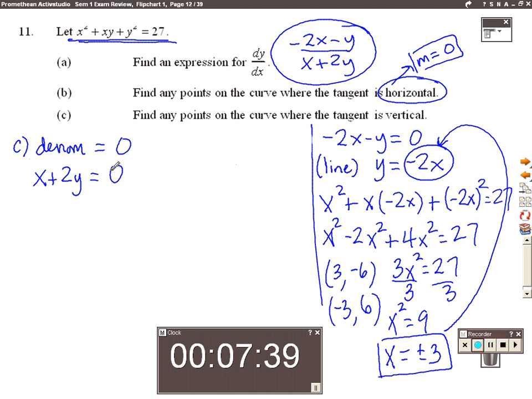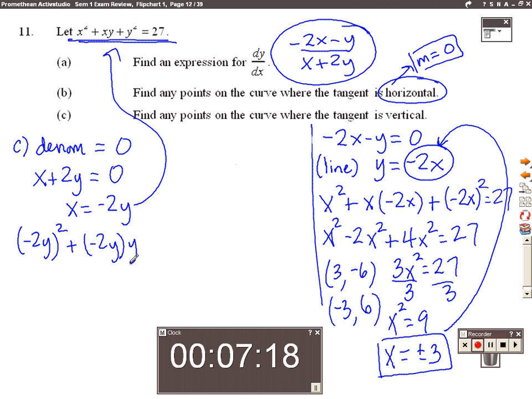And I'm going to follow exactly the same process that I did before. I would have x equal to negative 2y. I'm going to substitute negative 2y in place of x in the original equation. So I would have negative 2y squared plus negative 2y times y plus y squared is equal to 27. I'll take it maybe one more step. That would give me 4y squared minus 2y squared plus y squared is equal to 27.